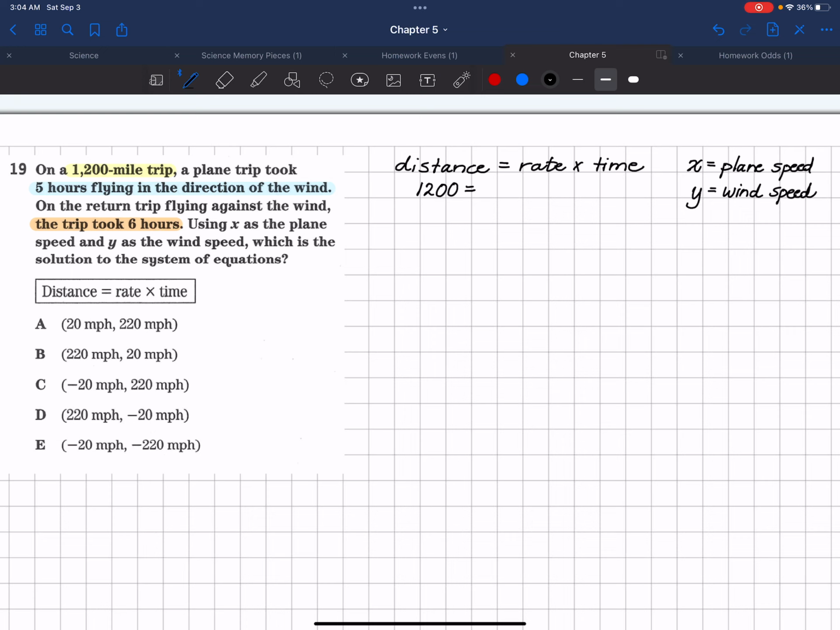If you're going with the wind, let me just do it that way. The time is going to be 5 hours. And the rate would be the plane speed plus the wind speed because you're going with the wind. All right. So we're left with 1,200 equals 5 times x plus y.